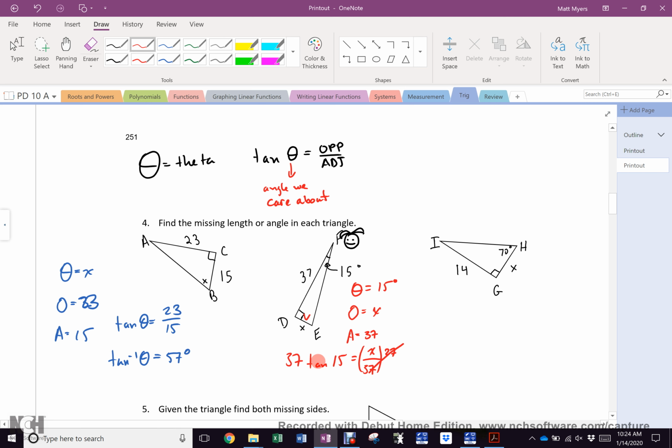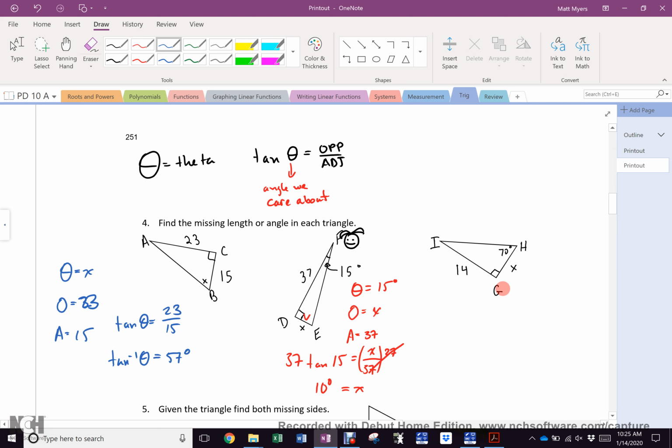37. How do you enter that into your calculator? 37 tan 15. Most of your calculators will do it automatically. Some of your calculators, you may have to push times there. Try it. See which calculator you have. So the answer is 10 degrees. We round degrees to the nearest degree. Everybody cool? All right. Let's look at the third one.